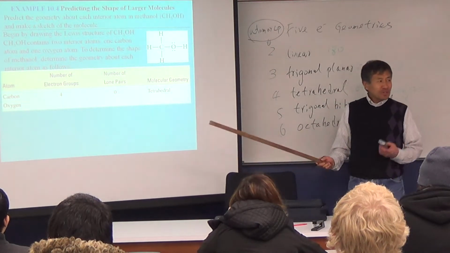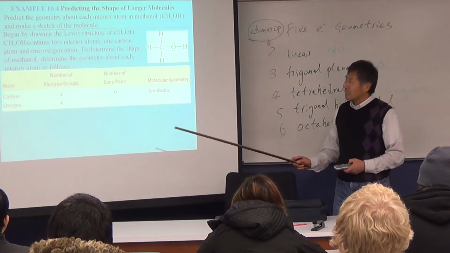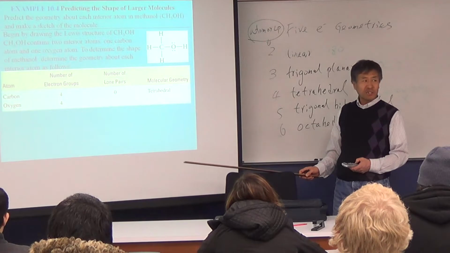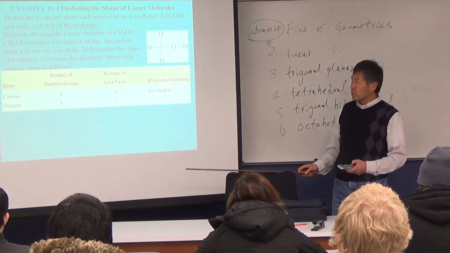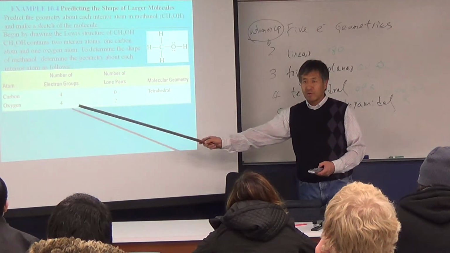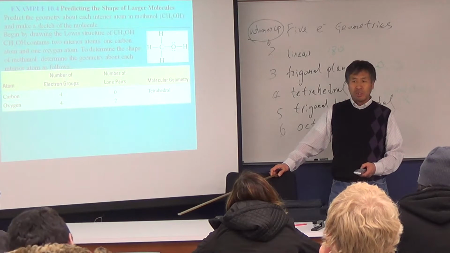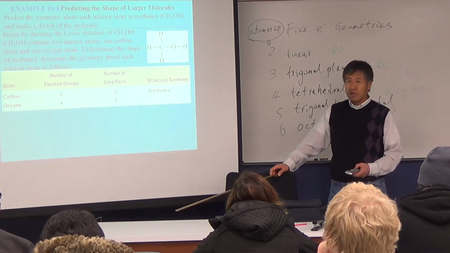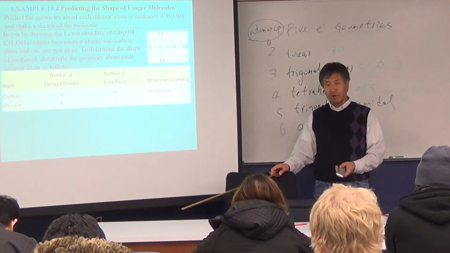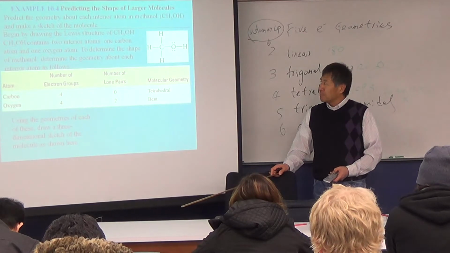Then you do the same for the other one. For oxygen, 4 electron groups. How many lone pairs on this oxygen? 2. So if you have 4 electron groups, no matter if they are atoms or lone pairs, what is the electron geometry? Tetrahedral. But the molecular geometry, if you have lone pairs, will be different than your electron geometry. So therefore, you will see the bend. Right. So then that's it.